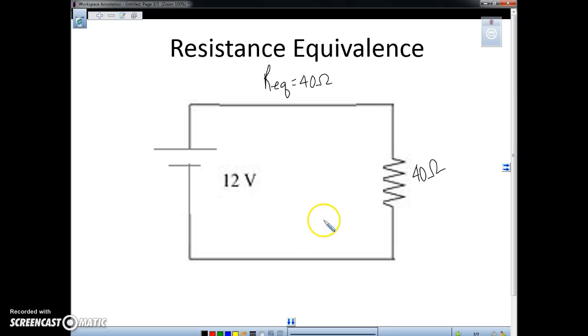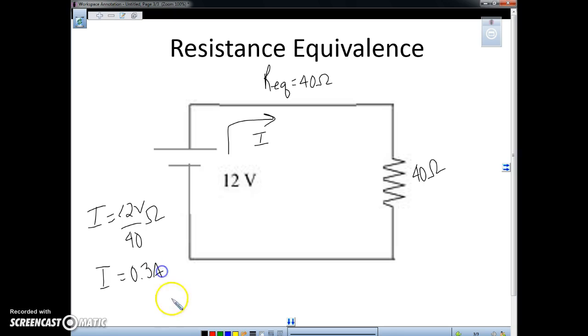So basically what I'm going to do is go backwards to find each thing, because at this point it's the only point we could find the current in this battery. So current is going to be equal to V over R. Our V is 12 volts, our R is 40 ohms. 12 divided by 40 gives us 0.3 amps as our current, just like that. So that tells us that this will be 0.3 amps.